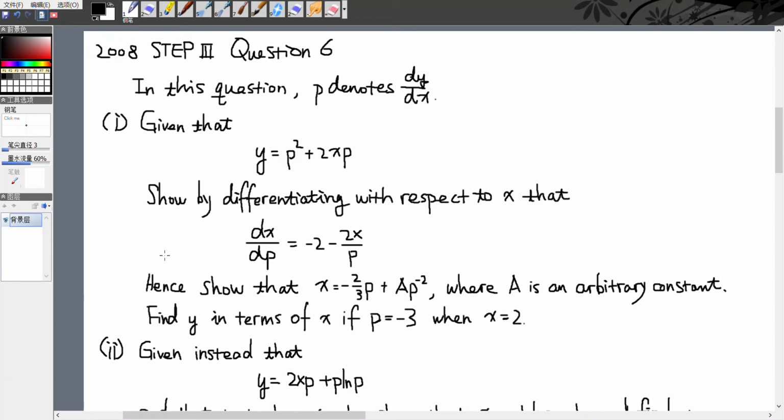Okay, so in this video, I'm going to give the solution of 2008 Step 3 Question 6. In this question, P denotes dy by dx, which is saying that P equals dy by dx. And the first question says that given that y equals p squared plus 2xp, show that by differentiating with respect to p, that this equality is true.